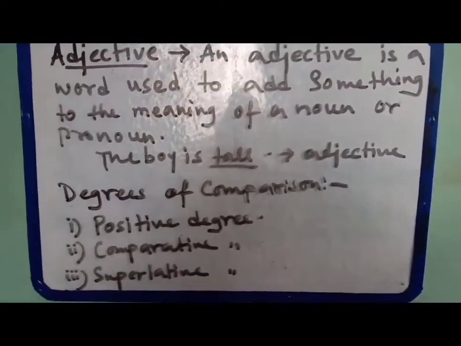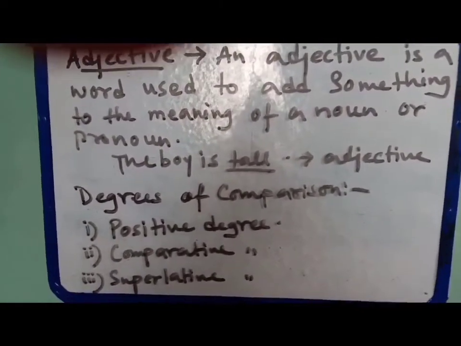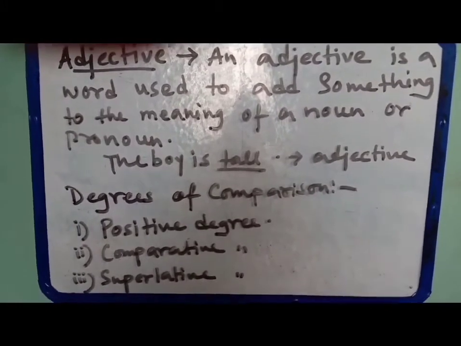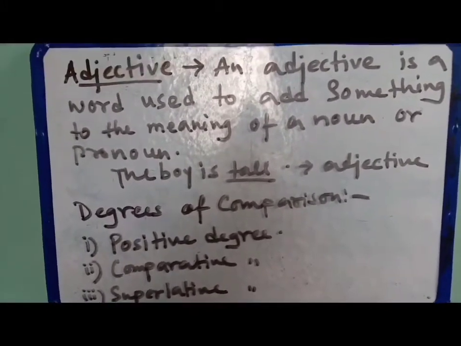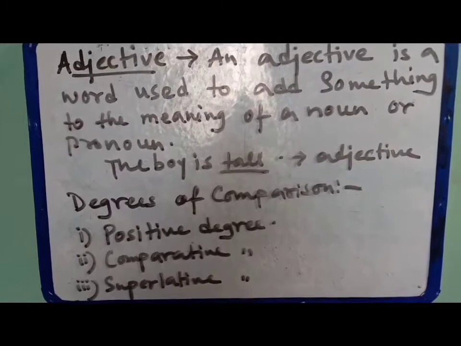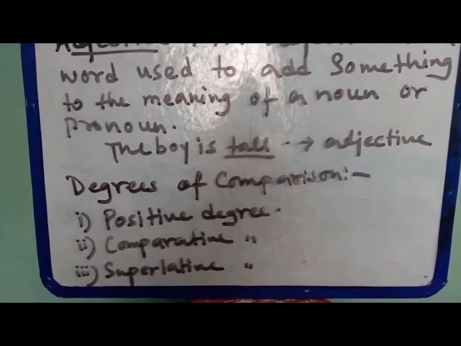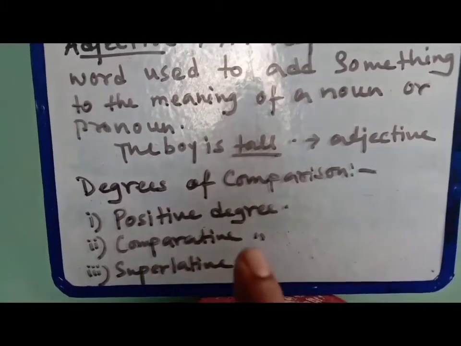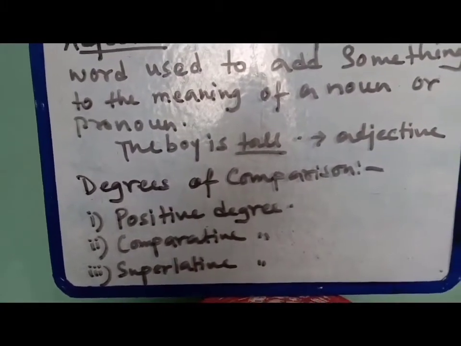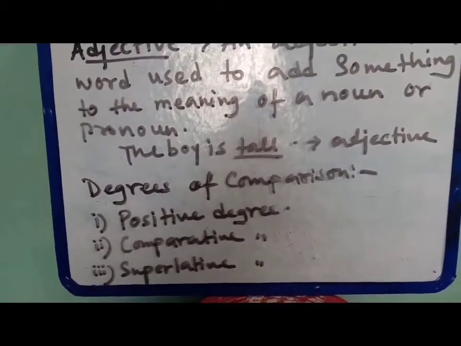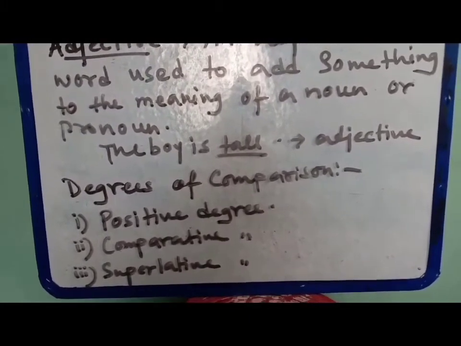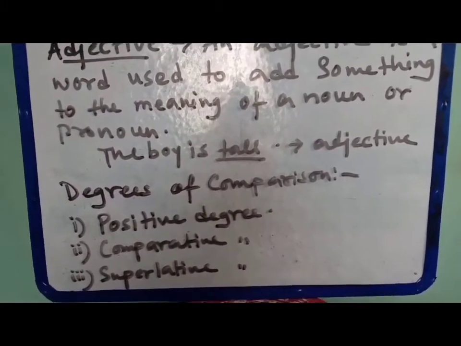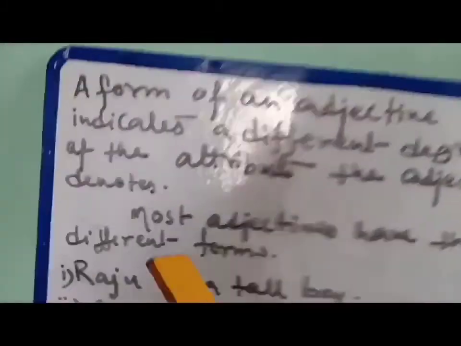Now in this video we are going to learn about what is called degrees of comparison. First we have to learn what the degrees of comparison are. You see here it is written positive degree, comparative degree and superlative degree. So there are three types of degrees of comparison: positive degree, comparative degree and superlative degree.